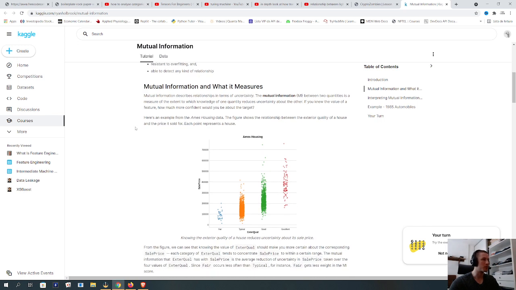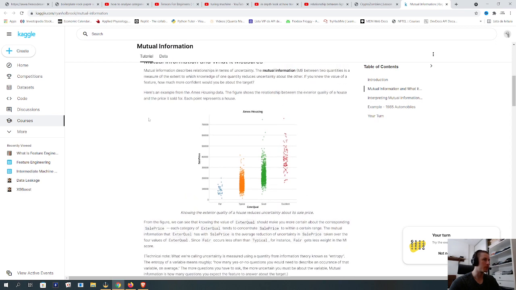Mutual information and what it measures. Mutual information describes relationships in terms of uncertainty. The mutual information between two quantities is a measure of the extent to which knowledge of one quantity reduces uncertainty about the other. If you knew the value of a feature, how much more confident would you be about a target?